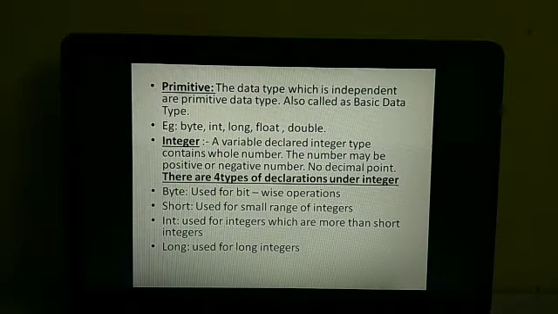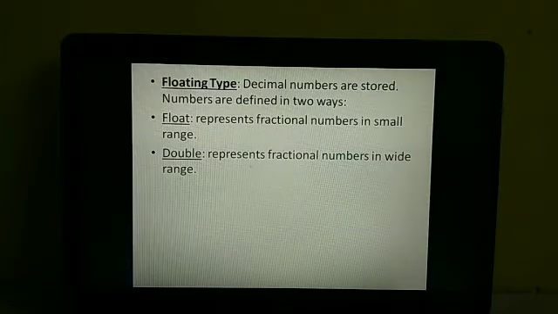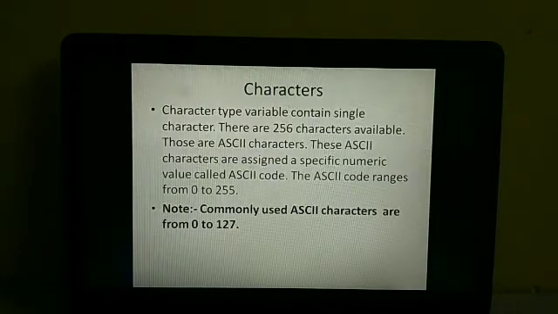Byte means bitwise operation is done over here. Short means all smaller values. Int means values which are more than the short integers, and long means the longer integers. Floating type means decimal numbers are stored over here. Numbers are defined in two ways, that is float and double. Float represents the fractional number, that is decimal numbers in a small range, and double represents decimal numbers in a wider range.